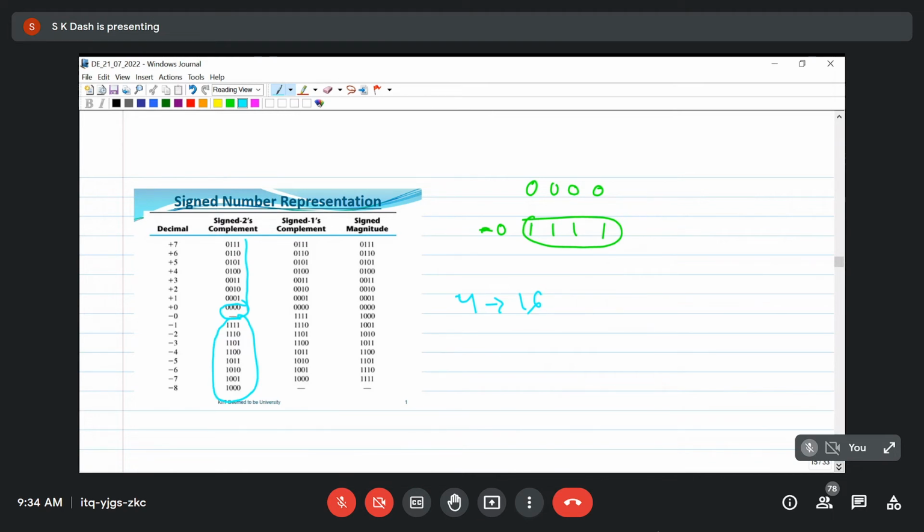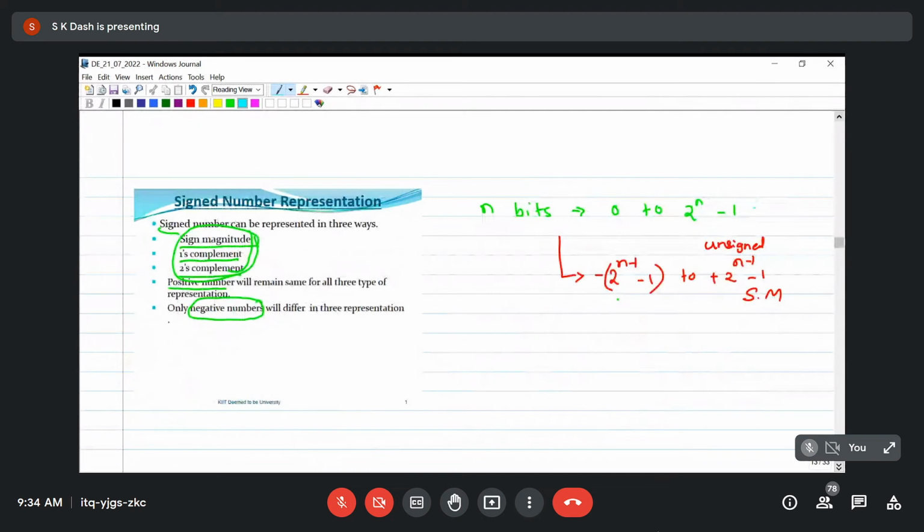Because of this, if we use n number of bits, as there is no negative 0 here, we can represent from -2 to the power n minus 1, to plus 2 to the power n minus 1, minus 1. So these are the different representations. Using n number of bits we represent from this to this in 2's complement, and sign magnitude this, 1's complement also this, unsigned number this.